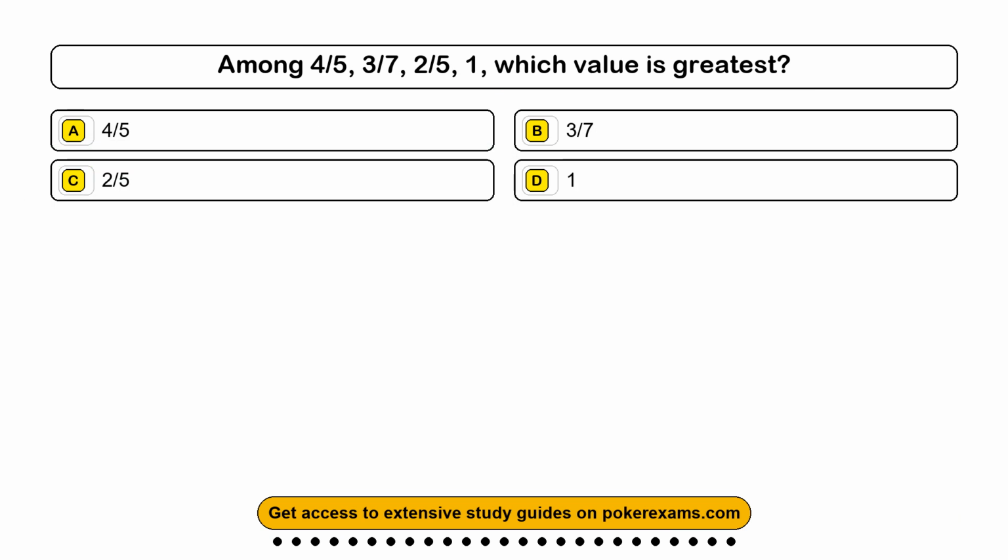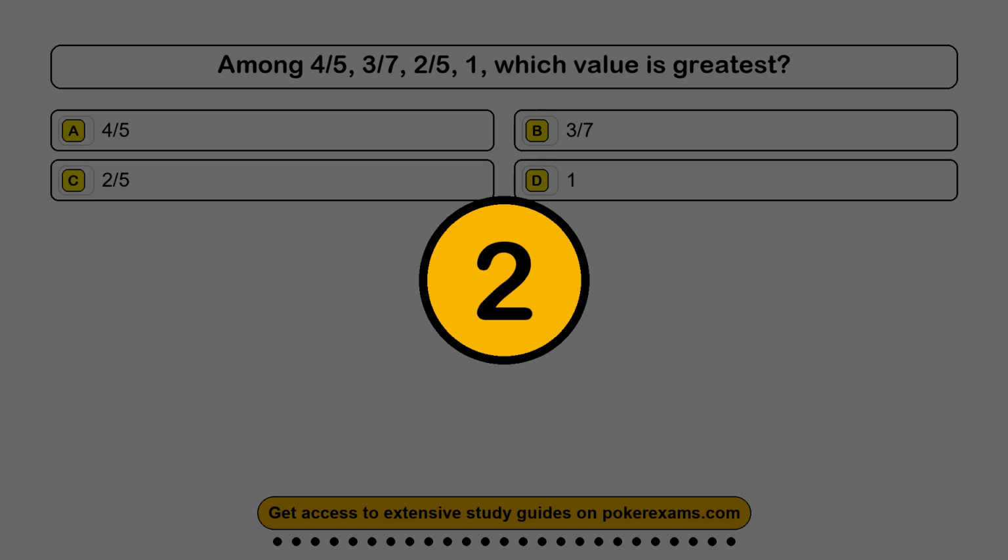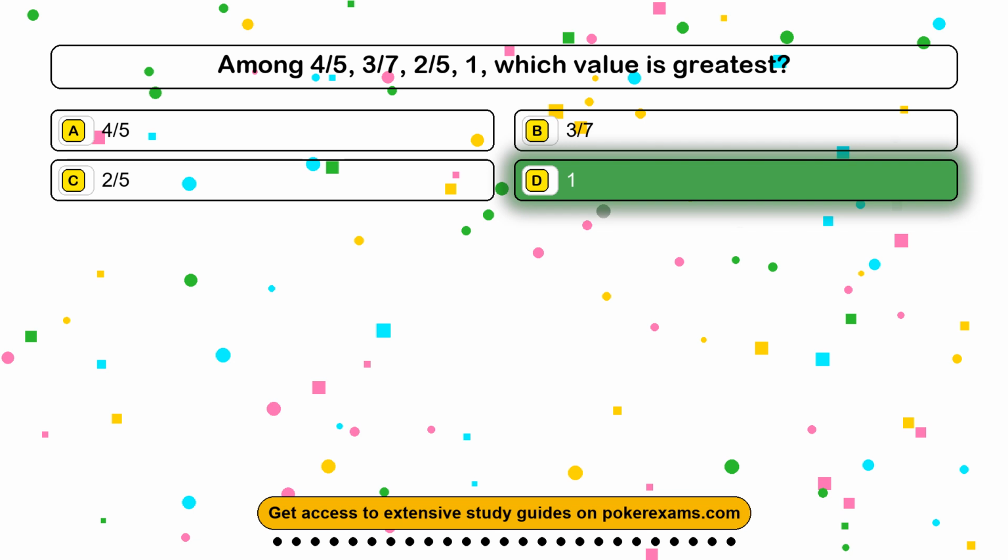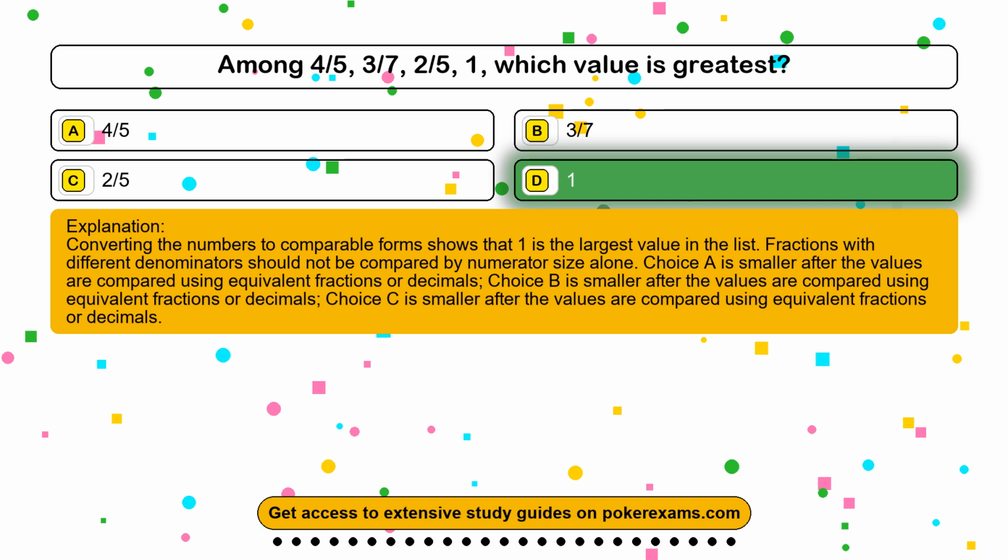Question 2. Among 4/5, 3/7, 2/5, 1, which value is greatest? Option A: 4/5. Option B: 3/7. Option C: 2/5. Option D: 1. The correct answer is option D, 1. Converting the numbers to comparable forms shows that 1 is the largest value in the list.